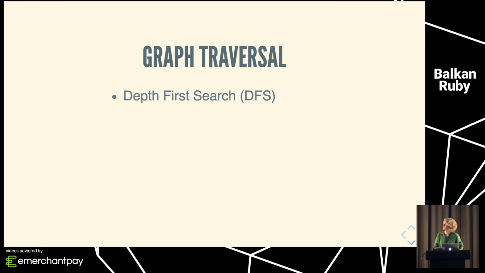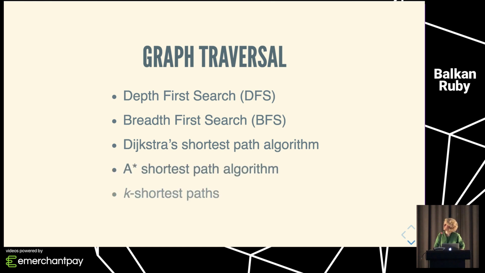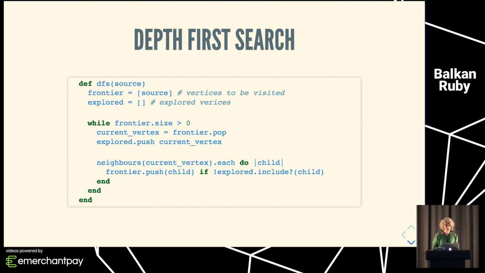The first one is the depth-first search, which traverses the graph from a given source vertex to the rest of the vertices of the graph. The other one is the breadth-first search, which does the same but in a different manner. And then I will speak a little bit about Dijkstra's shortest path algorithm, the A-star shortest path algorithm, and the k shortest paths algorithm, which is the one that we have used in our application for the union and for crystallography.